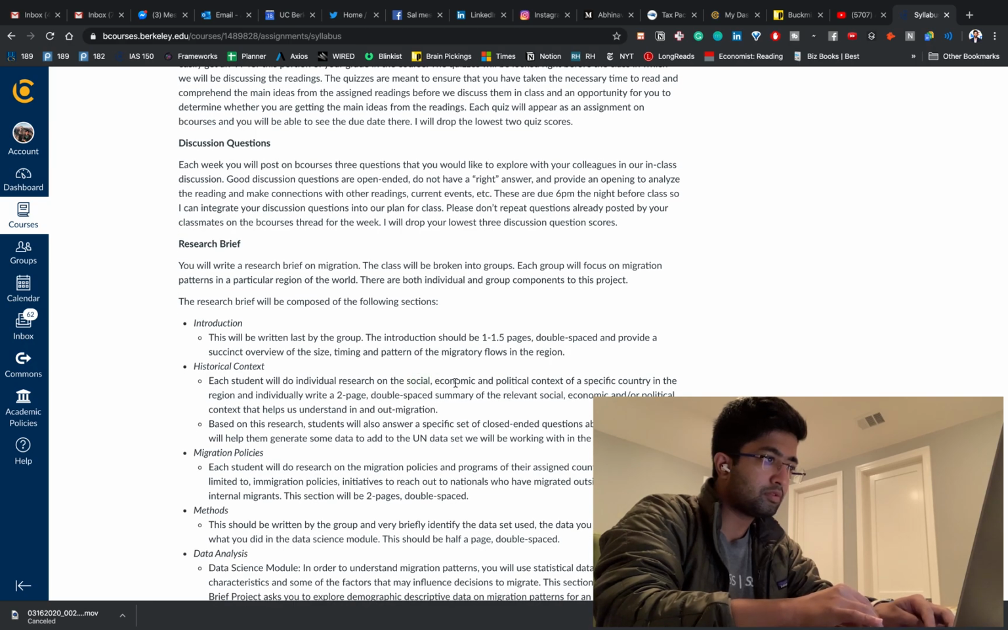So I have to look at the social, economic and political context of a specific country in a region of my choice, which is India, and write a two-page double-spaced summary of the relevant social, economic and/or political context that helps us understand in and out migration.